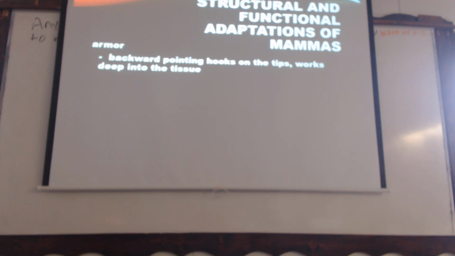Are the shells modified skin? Is that what that is? I'm assuming so. But anyway, a continuation of last slide: they have backwards pointing hooks on the tips, like a fishing hook, if you can imagine. It works deep into the tissue, and once that animal jolts away when it feels that spine, it's already stuck, and so it stays in and breaks off, much like a bee sting.